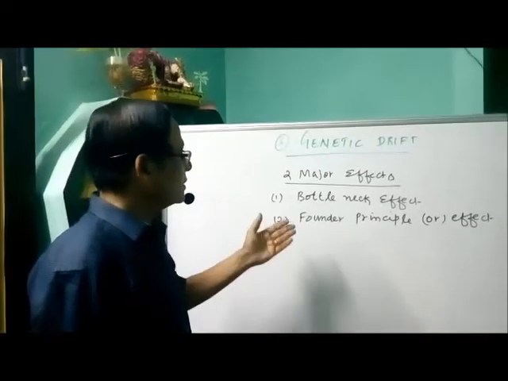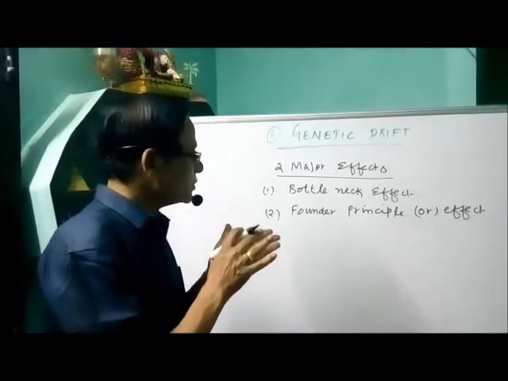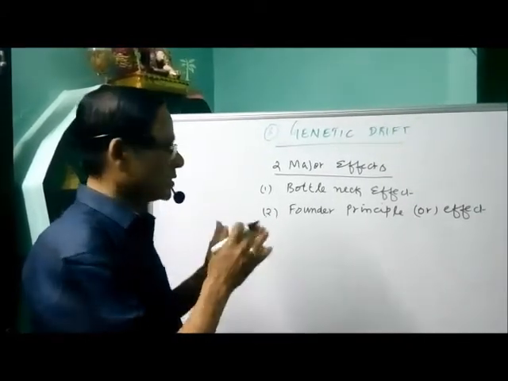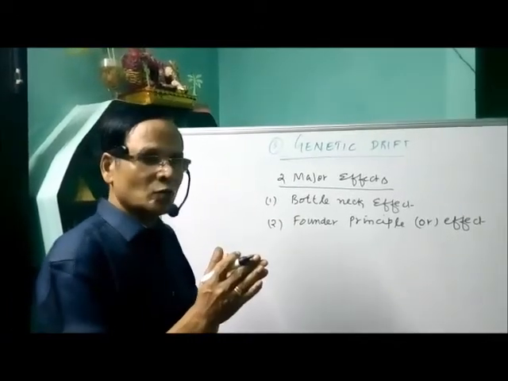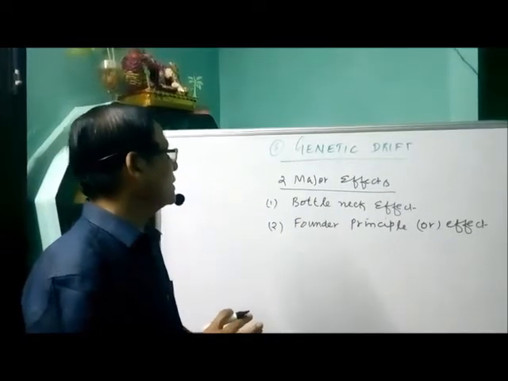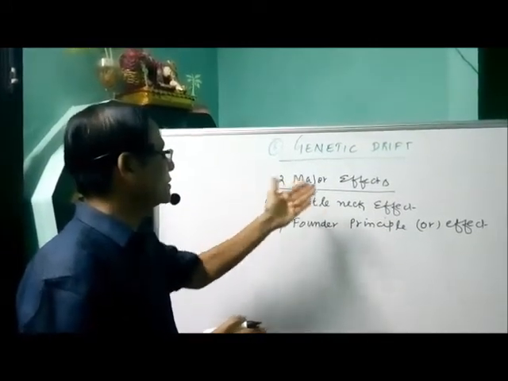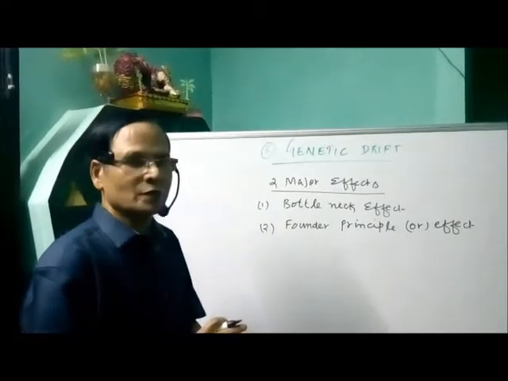So in the previous illustrations I showed how the frequency changes. This is because of various factors, due to chance events. That's why we have only the recessive individuals being formed in the next generation. Now the genetic drift has two major effects: one, the bottleneck effect, and another, the founder principle or effect.